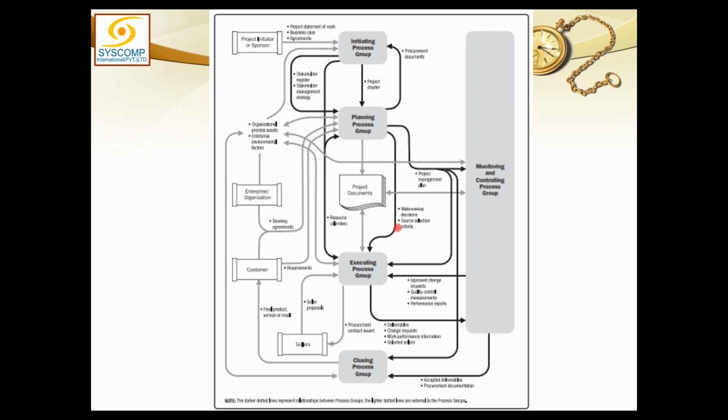These two arrows which are due to the procurement knowledge area: downwards to the execution it is sending the make or buy decision and source selection criteria, and upwards to initiation it is sending the procurement document for identification of more stakeholders. Does it make sense?